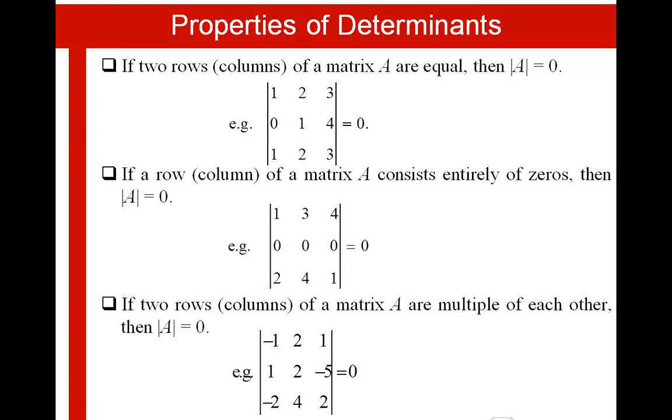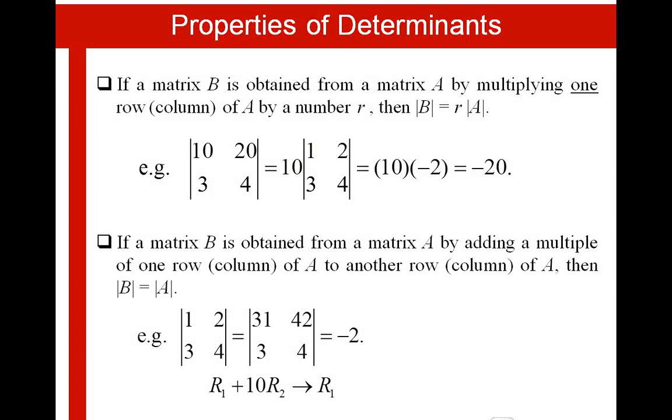Any column or row, here in this example the second row has elements 0, therefore the determinant is 0. If two rows or columns of the matrix A are multiples of each other, then the determinant of A is equal to 0. Here in this case, we notice that the first row and the third row are multiples of each other. In other words, the third row is obtained by multiplying the first row by 2. In this case, the determinant is equal to 0.